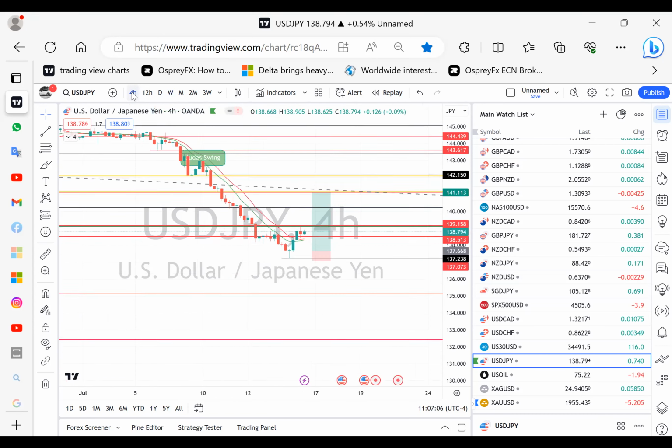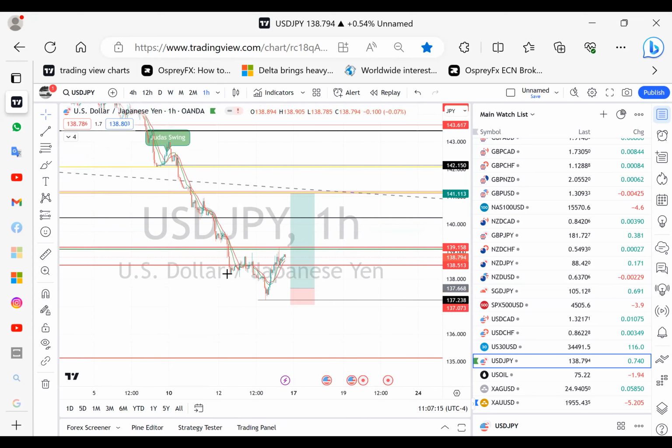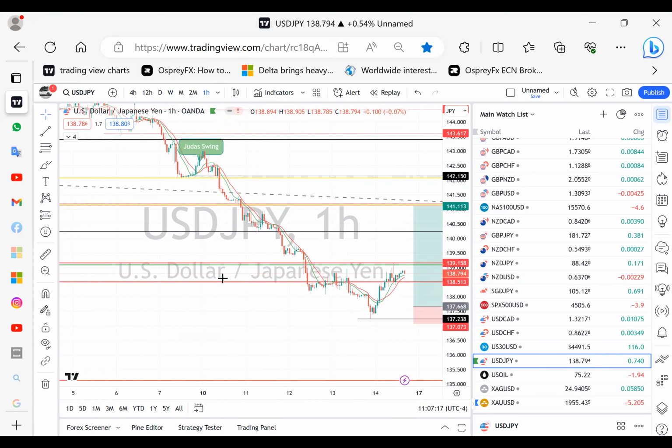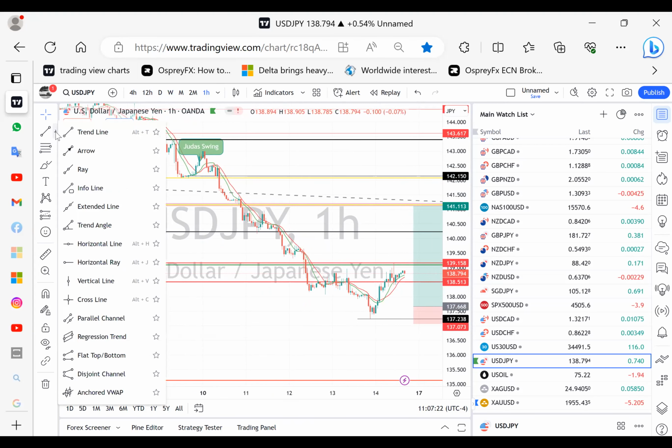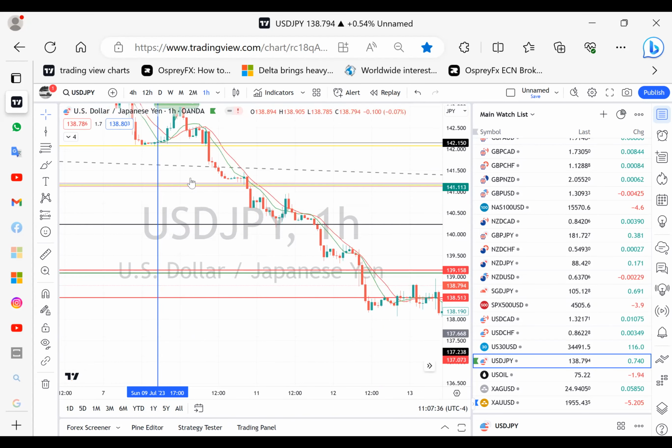I want to drop down to the 4 hour. Actually, I'll just drop down to the 1 hour because this will allow everybody to kind of see what happened. And then we're going to watch a video. I'm going to mark the beginning of the week. Sunday, 1700, 5 o'clock New York time. This was the beginning of the week.